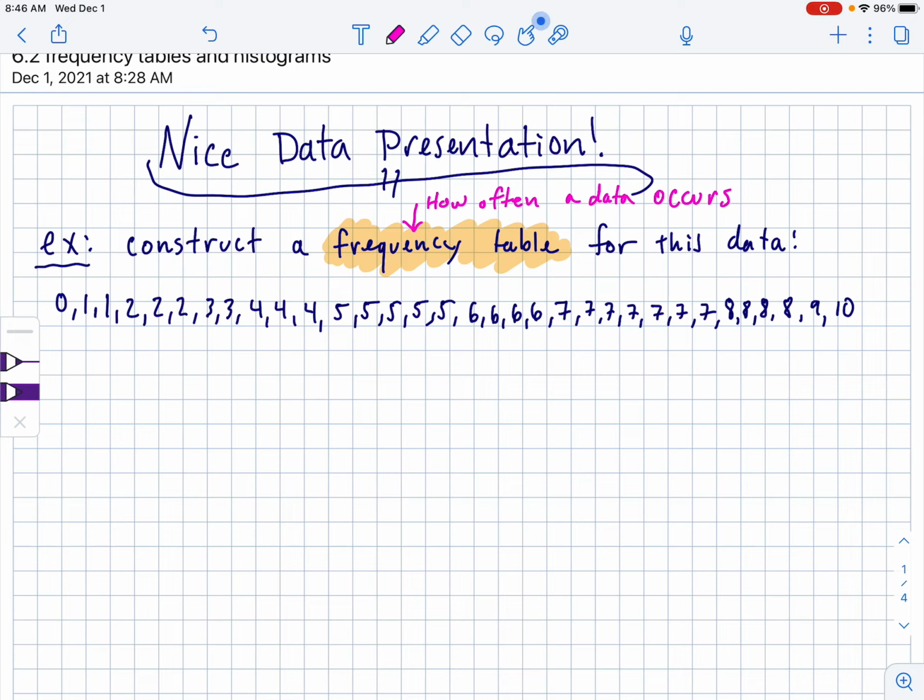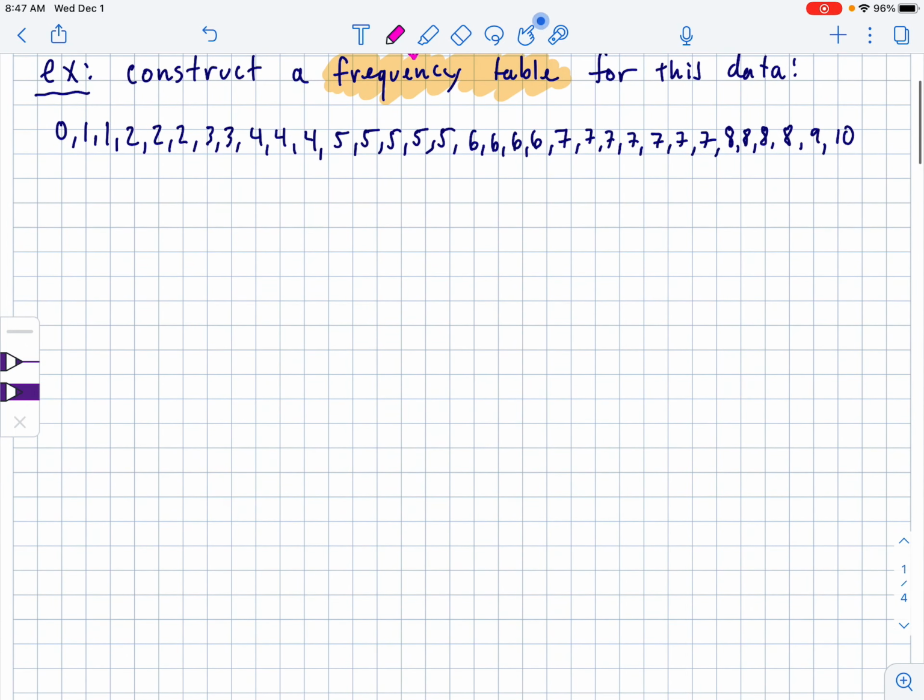So when you look at this group of numbers right here, I see that they go from 0 all the way up to 10, and that there's a lot of repeats in there. This is a very sort of uncomfortable way to look at the data. It's not easy to work with because it's so long and there's so many repeats. So to construct a frequency table, what we're going to do is take the scores. So the scores are just the raw data, each type. So these are the scores.